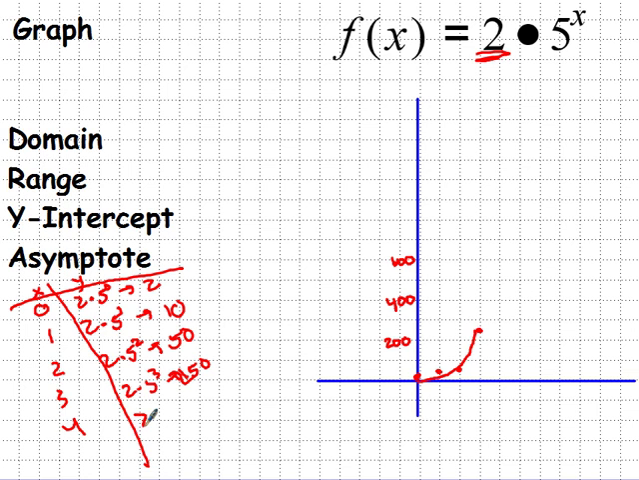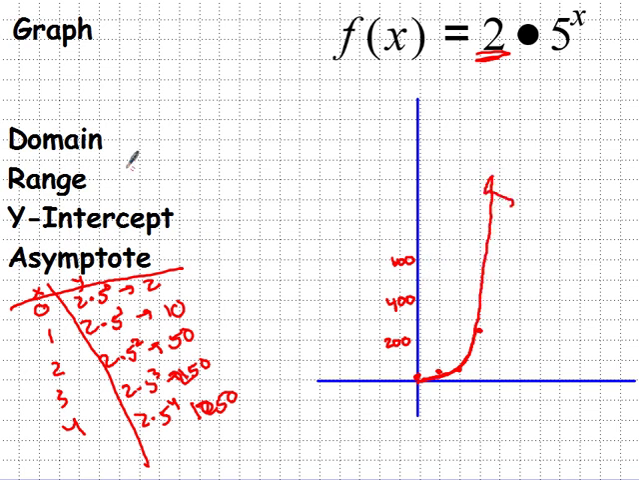And then for 4, I have 5 raised to the power of 4. That's 125 times 5. I believe it is going to be 625. 625 times 2 is going to give me 1,250. So we're going to be way up there. So there's my function.